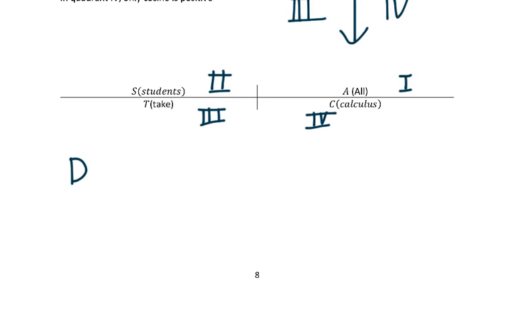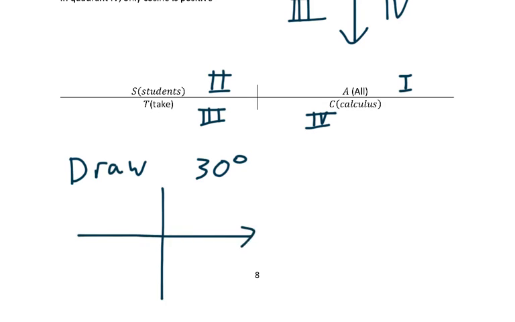Okay, so now let's consider this. Let's draw now 30 degrees. Well, we know what that looks like, right? In standard position, we're drawing it. That's going to look something like this. We have standard position, that's the initial side, and the terminal side is going to look something like this. So this here is 30 degrees.